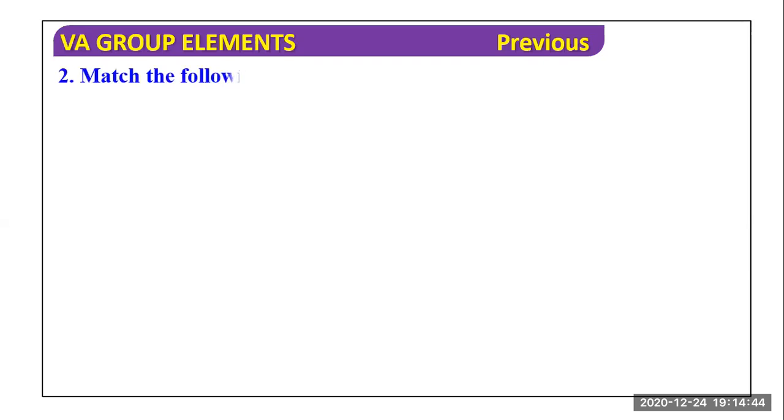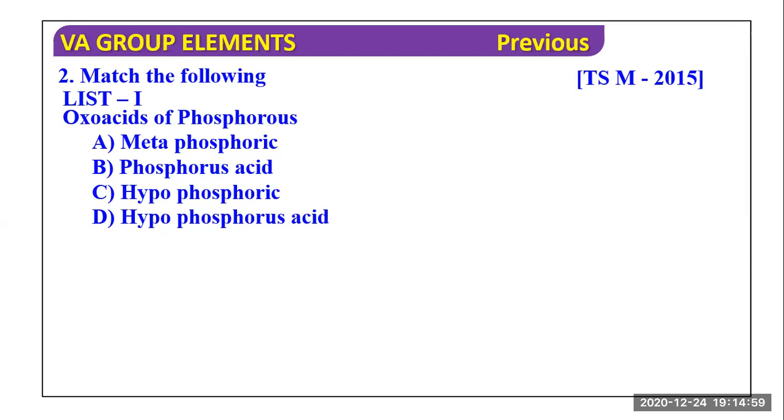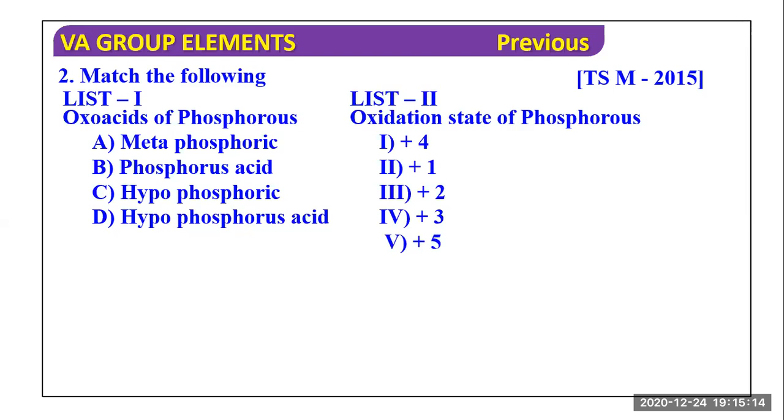Match the following. List 1, oxyacids of phosphorus: metaphosphoric acid, phosphorus acid, hypophosphoric acid, hypophosphorus acid. And list 2: +4, +1, +2, +3, +5. So which one is correct?